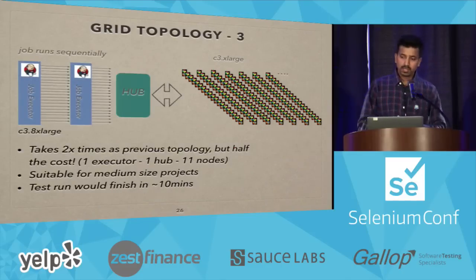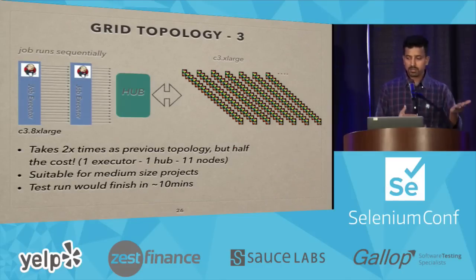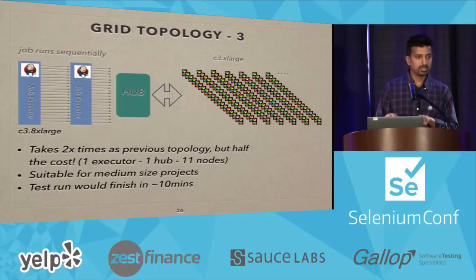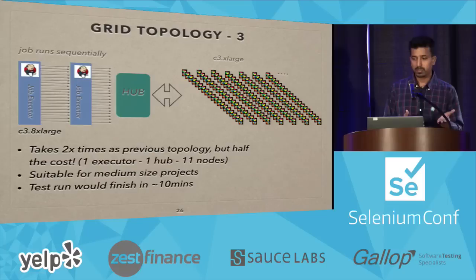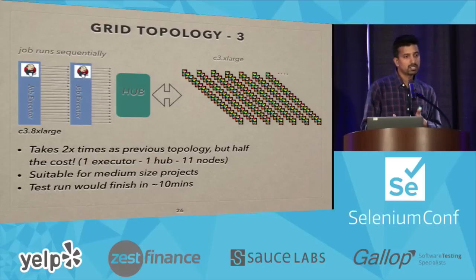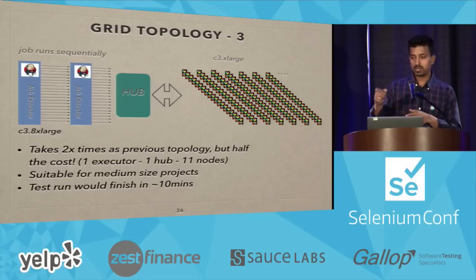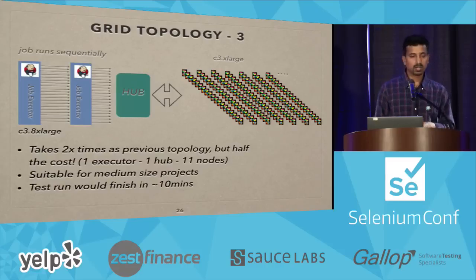Grid topology 3: instead of the previous topology, you can actually run those 2 jobs in sequence instead of parallel. The result is your test is going to take 10 minutes compared to the previous topology's 5 minutes, but half the cost, right? Because you are using only 1 executor instead of 2. You're reusing it for the next job, and you're using 1 hub and 11 nodes instead of 22 nodes.